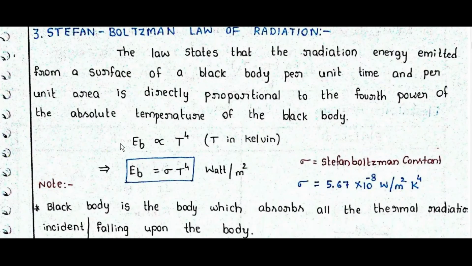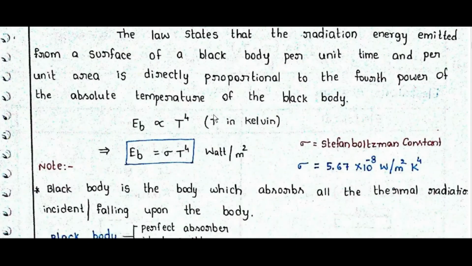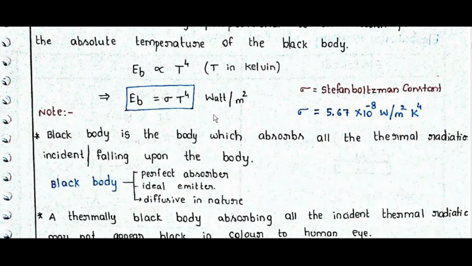Stefan-Boltzmann law of radiation. The law states that the radiation energy emitted from the surface of a black body per unit time and per unit area is directly proportional to the fourth power of the absolute temperature of the black body. E_b is directly proportional to T to the power 4, with T in Kelvin. E_b is equal to sigma T to the power 4 watt per meter square. Sigma is the Stefan-Boltzmann constant. Sigma is equal to 5.67 times 10 to the power minus 8 watt per meter square Kelvin to the power 4.